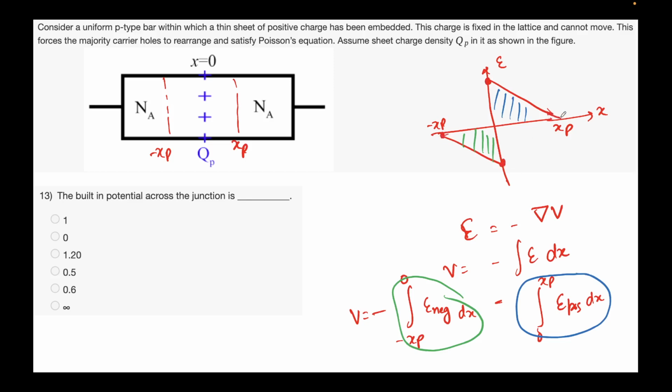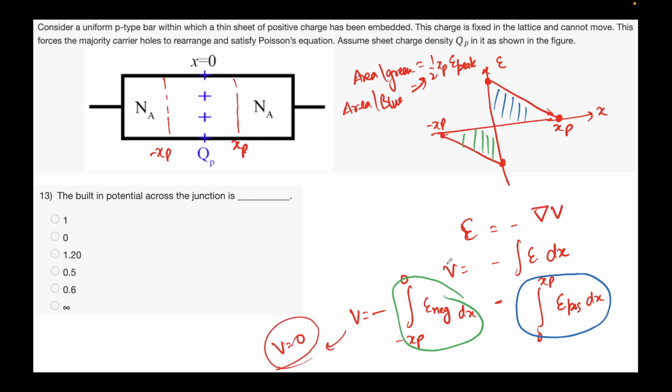So to calculate the area, the area of green will be half x_p E_peak, which will also be equal to the area of blue, the same but in opposite sign, because here E is negative, here E is positive. X is progressing from this direction to this direction, hence these two terms will cancel out. So V you will get equal to 0.